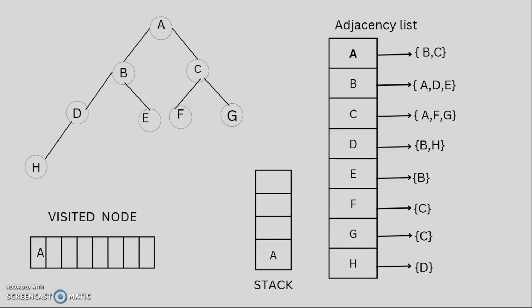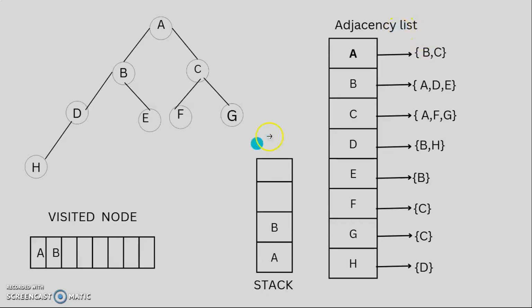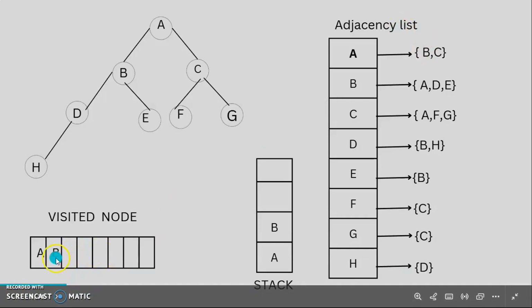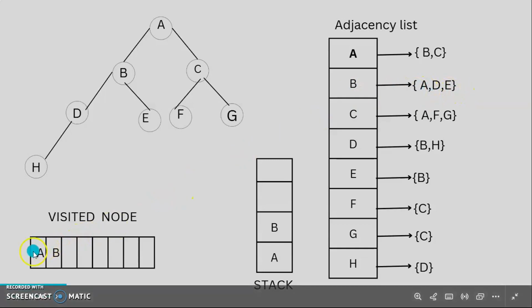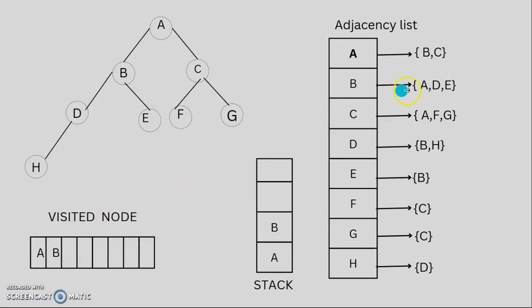As you choose B now, what you have to do? You have to enter B in the visited node list and also in the stack. That is what we have done. Now we refer to the adjacency list of B where you find A, D, E. When you refer to A, it is already available in the visited node list. You should note down that if a node is already visited, you should not consider it again. So now I go to the node D. Node D is not available in the visited node list.